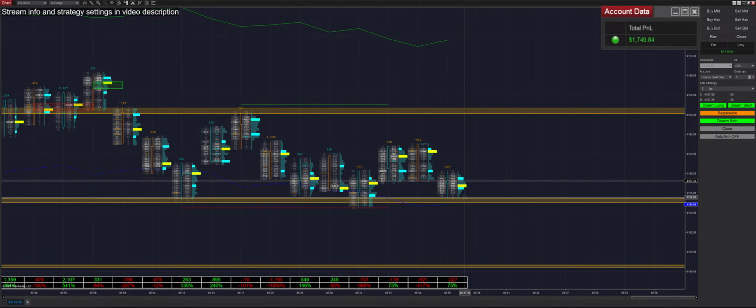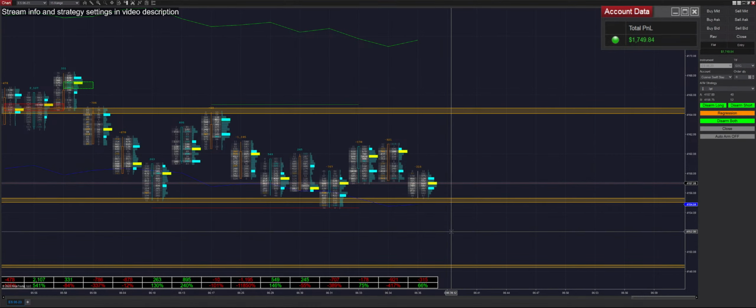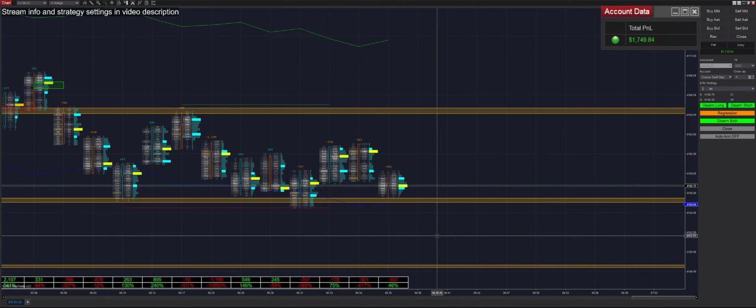See, price is probably going to bounce off here, at least for now. We also have this blue reverse strength stone giving us some support as well.